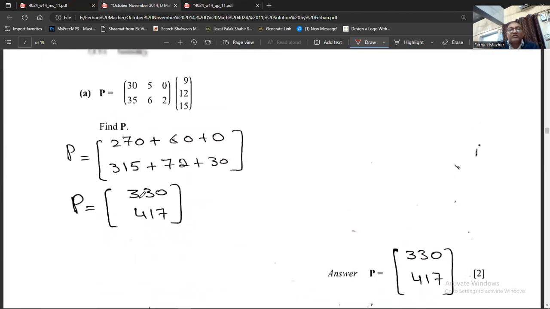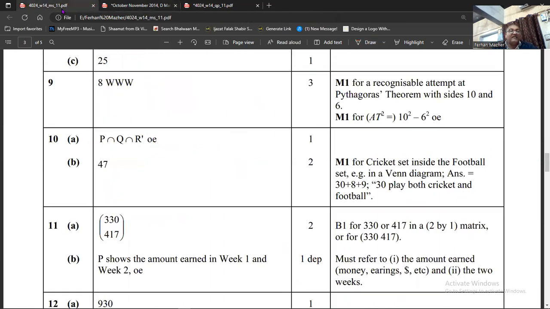Let me show you my solution. So 30 times 9 is 270, plus 5 times 12 is 60, plus 0 times 15 is 0. Then the second row will multiply, so the answer will come on the second row. 35 multiplied by 9 is 315, plus 6 multiplied by 12 is 72, plus 2 multiplied by 15 is 30. So I will add them up. It will be 330, and the second will be 417. So P is 330, 417. So let's check. 330, 417 is the right answer, sir.